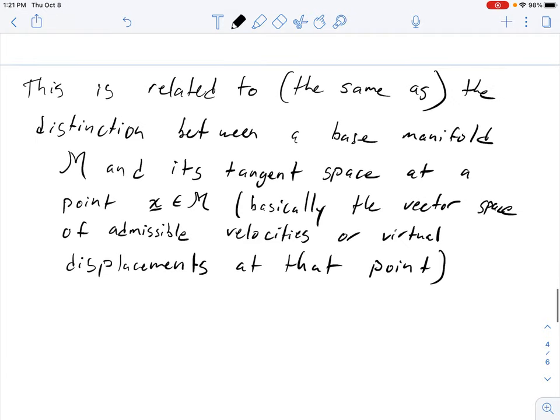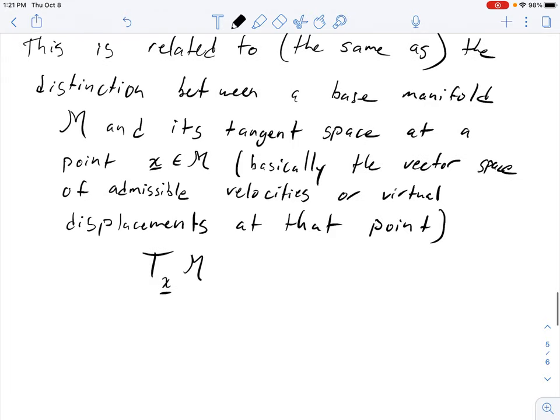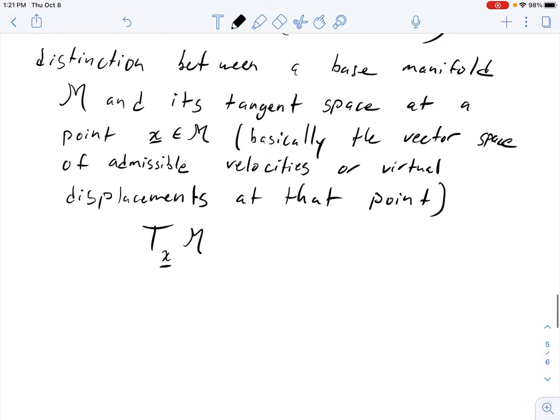All right, so the tangent space to M at a point X is denoted T sub X of M, like that. In R3, or really Rn, the distinction between the underlying manifold, which happens to be a vector space in the case of Rn, and its tangent space at a point, which is always a vector space, is not so important since the tangent space to Rn at any point is identifiable with Rn.